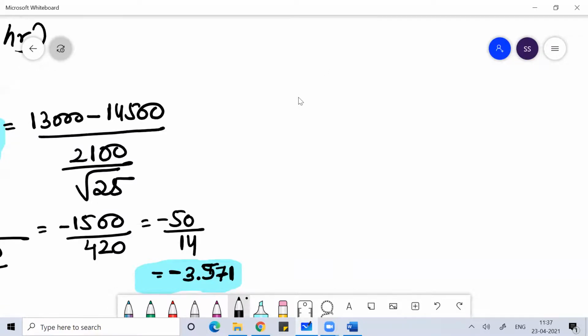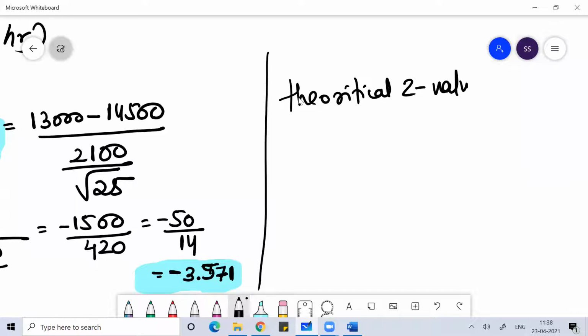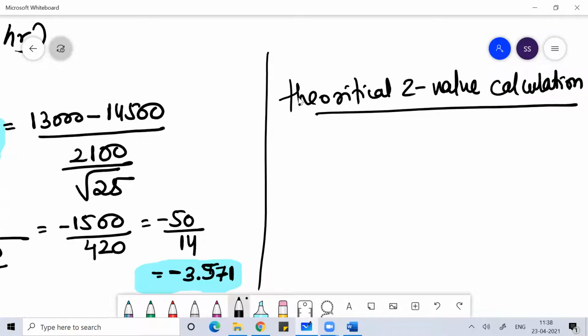You know that whenever we work on test of hypothesis, whatever value we get, we need to compare that with the theoretical value. So you need to calculate your theoretical z value. If your calculated value is less than the theoretical value, then you will accept the null hypothesis. Otherwise, you will reject the null hypothesis. Very simple. So now we'll calculate the theoretical z value.